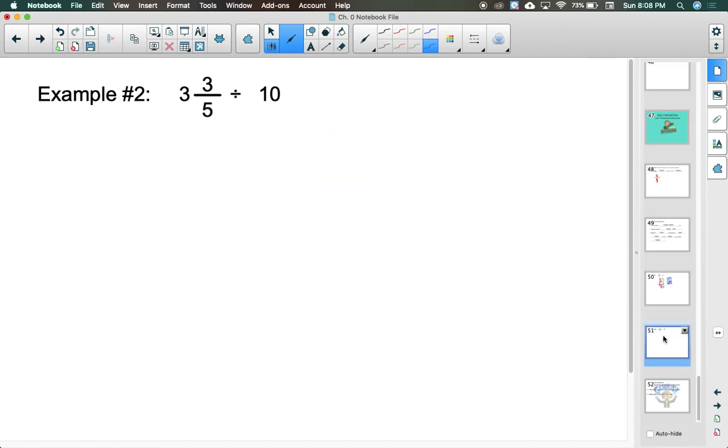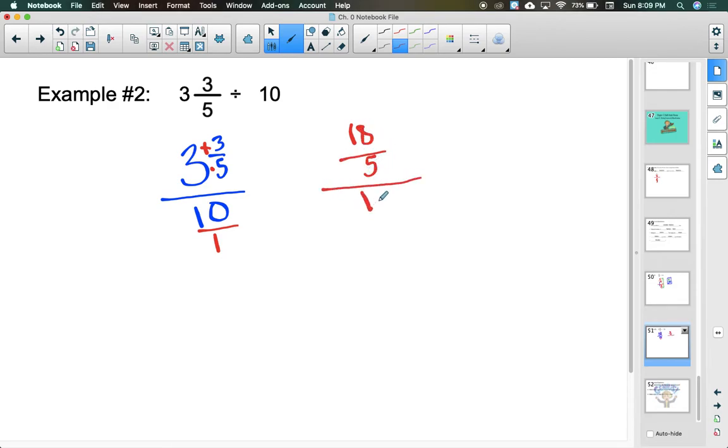Let's see another example. 3 3/5 divided by 10. Again, first number has to go on top of my complex fraction. Second number has to go in the denominator. Okay, now we have to change them both to fraction form. That's really easy for the 10, but for 3 3/5 we have to multiply and add. So 5 times 3 is 15 plus 3 is 18 fifths divided by 10/1.